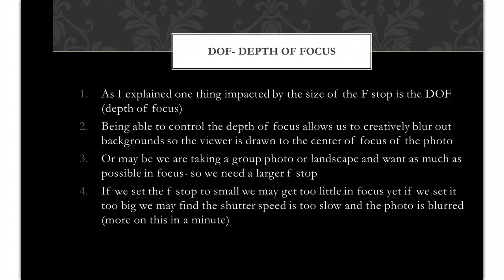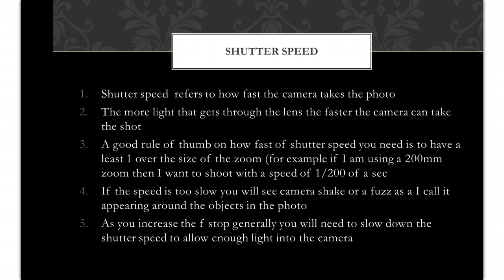So again, we have to play around with that balance to try and get the correct amount in focus and enable enough light to get a good picture. So the next thing we're going to look at is shutter speed. As I said, you play around that f-stop, it's going to impact the shutter speed, how fast the camera takes a picture. The more light that gets in, the camera can take a faster picture. The less light, it's going to need a longer picture.